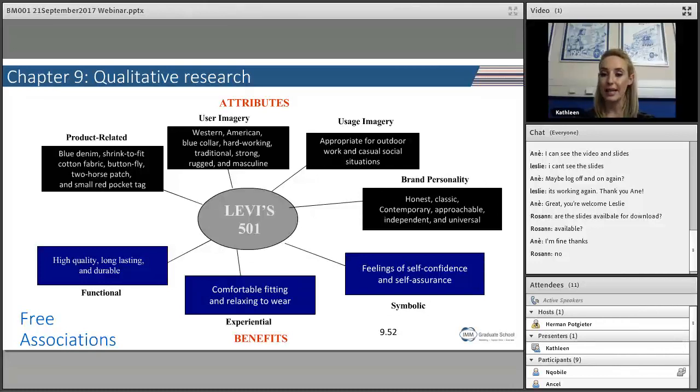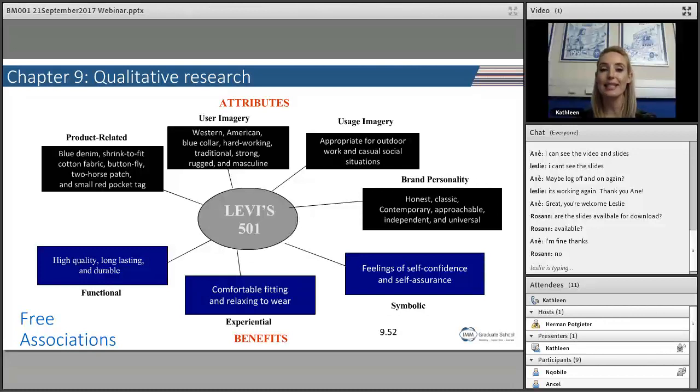Now, previously, we said that your findings for qualitative research will have to be coded and aggregated. If you have a look here, you will see that the responses have been put into different themes.